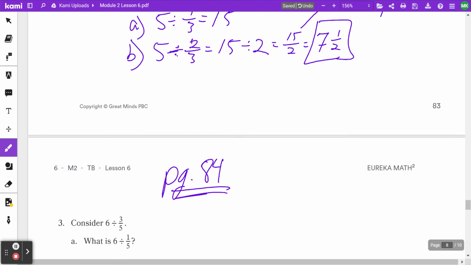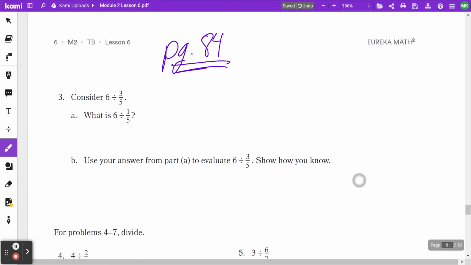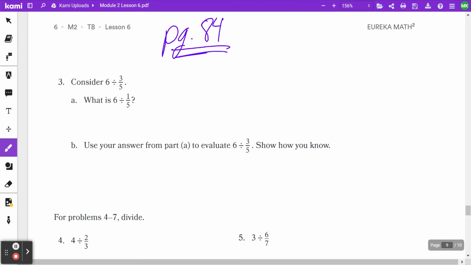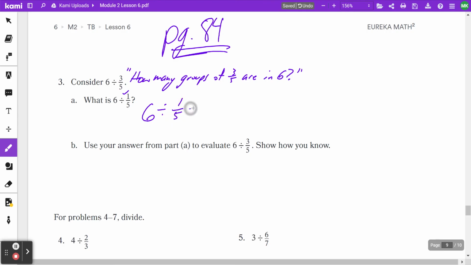All right, so now if we cruise down a little bit, minus the diagram, we can just start having some fun with this. So they set this up: how many groups of 3/5 are in 6? It's a pretty cool visual way of dealing with this. They're going to start with, how many groups of 1/5? So how many groups of 1/5 are in 6?